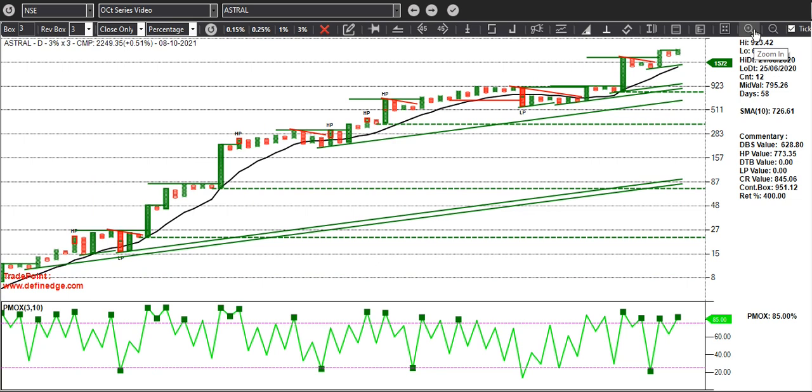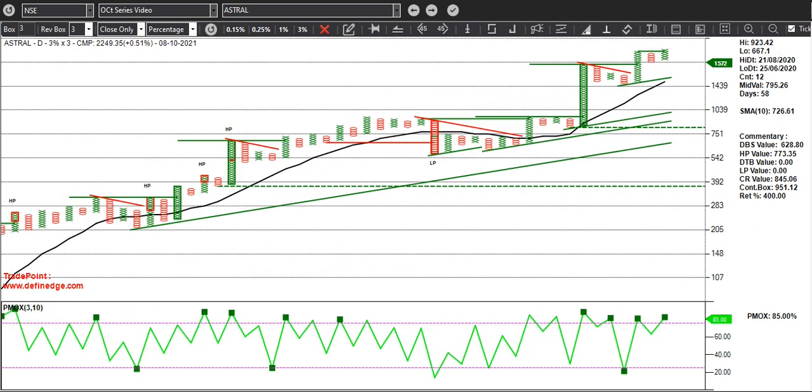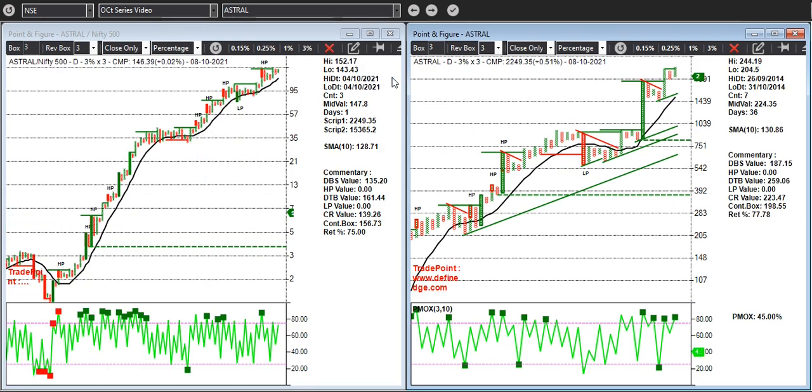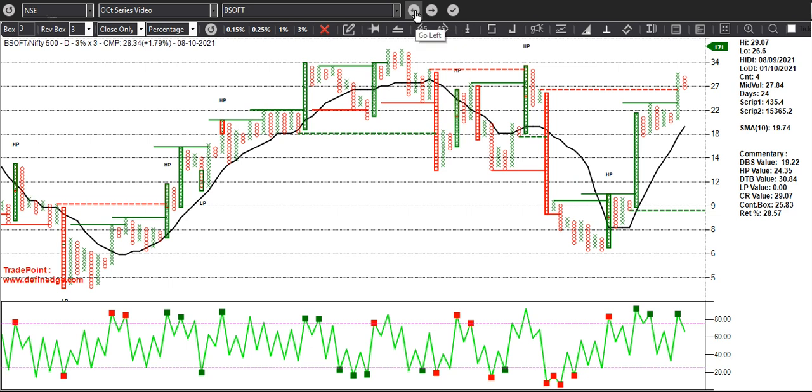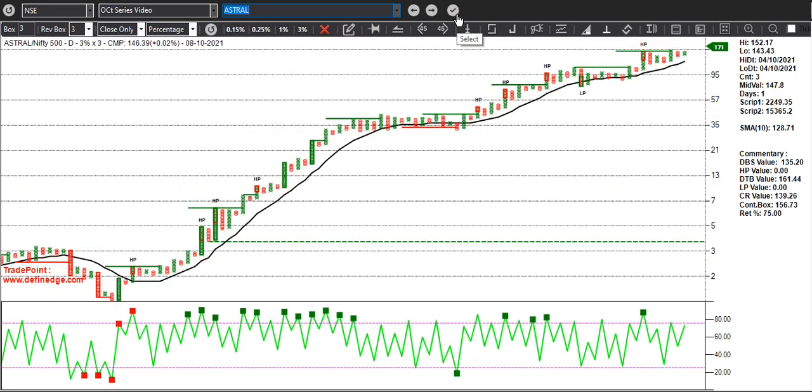Yeah, Astral, I think this was covered last week as well, and it did perform well. And a lot of stocks that we discussed last week have actually given a lot of breakouts. So I think Maharashtra Seamless and Astral and, I'm not able to recollect them. You can check the video and you can check the performance of the stocks as well.